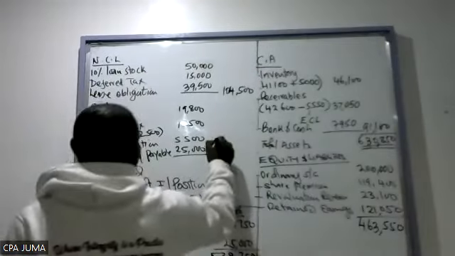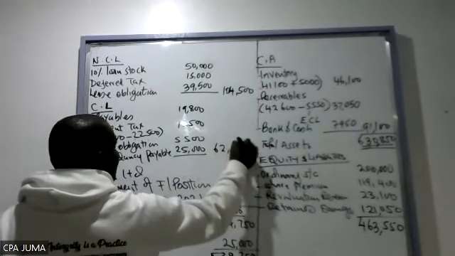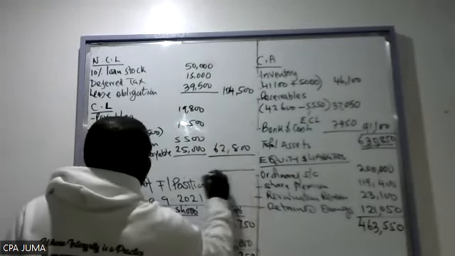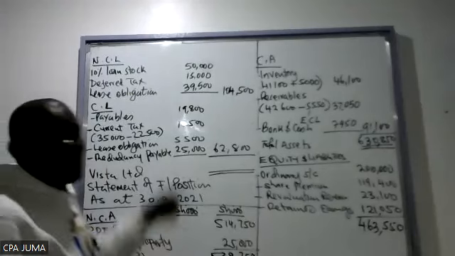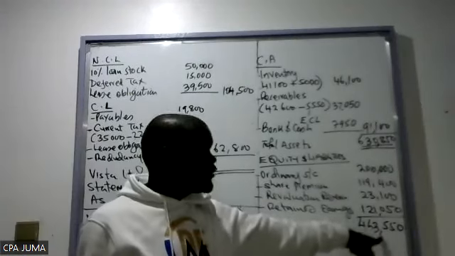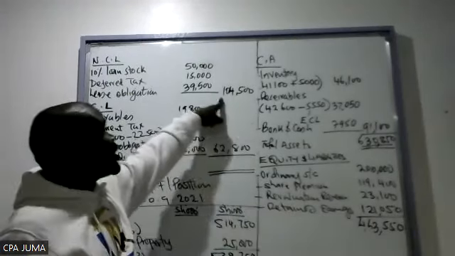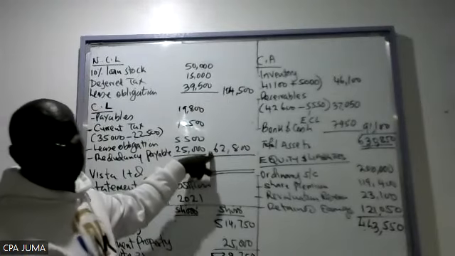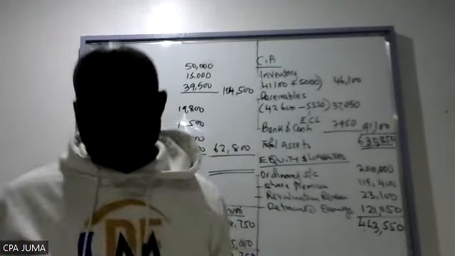$62,800. Now tell me the total. The total is what is 463,550 plus 104,500 plus 62,800. Check whether it is balancing.